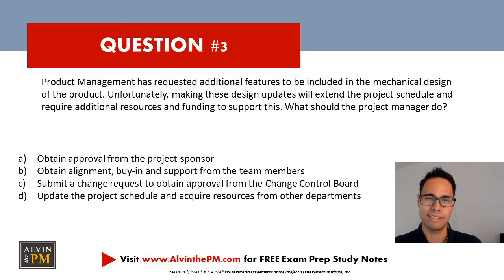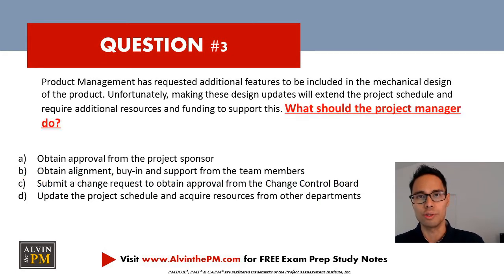Pause the video and take the time to use the process of elimination to figure out which answer you think is correct. If you chose C, then you're correct. For this question, it's asking you what should you do as a project manager. If you couldn't tell from the question, this is following a predictive waterfall approach, which means that you'll likely be following some type of process to manage potential updates to the schedule and requesting additional resources.